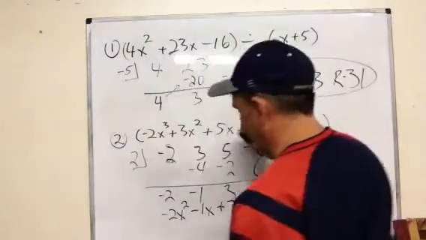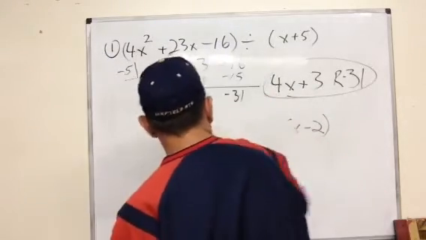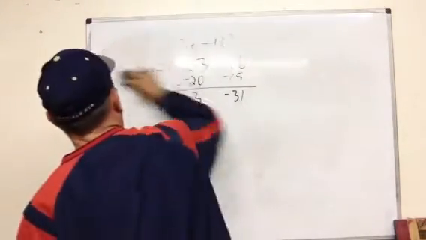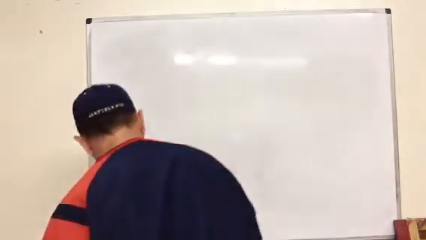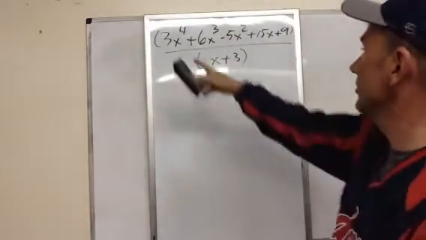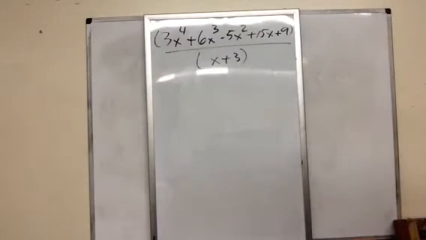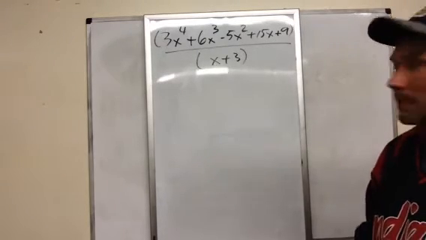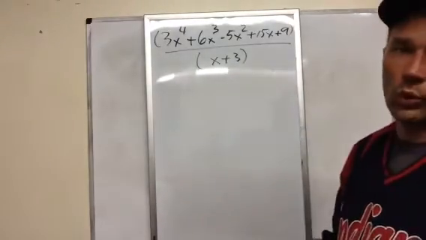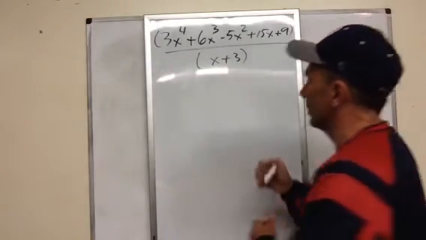Now we're going to look at something a little bit longer. We have this: 3x to the fourth plus 6x to the third minus 5x squared plus 15x plus 9. It's a mouthful. All divided by x plus 3. Things stay the same. What number do we put in the box? What's going to make this equal to 0? Because this is plus 3, I'm going to put in negative 3 here.